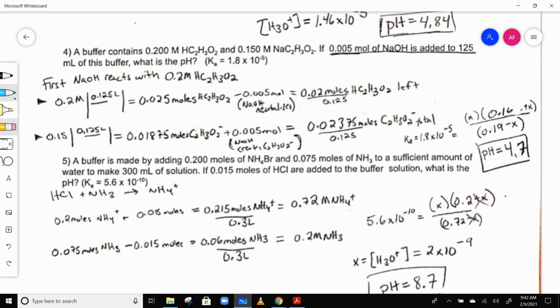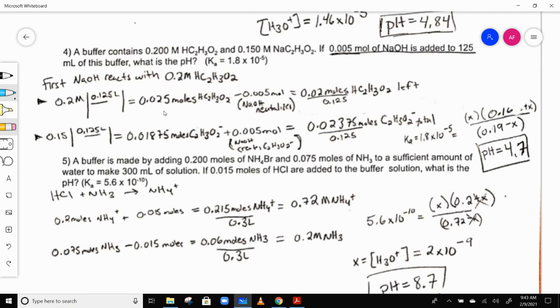So the first thing we need to think about is this NaOH is going to react with the weak acid, this HC2H3O2, the acetic acid. It's going to neutralize it, and it's going to form the acetate ion. So first thing we got to figure out is, okay, how much acetic acid do we have? How much acetate ion do we have in the original solution? So we did the molarity times the liters, and we get number of moles of acetic acid, number of moles of acetate.